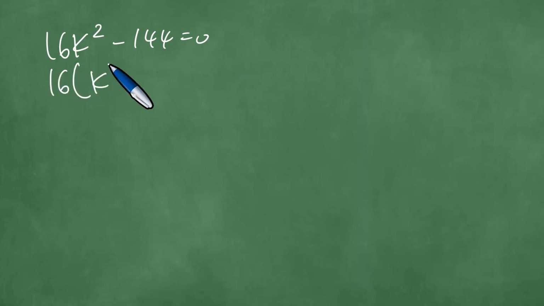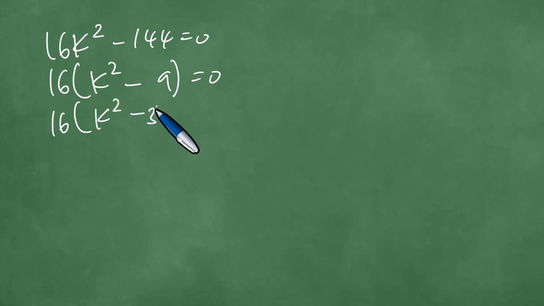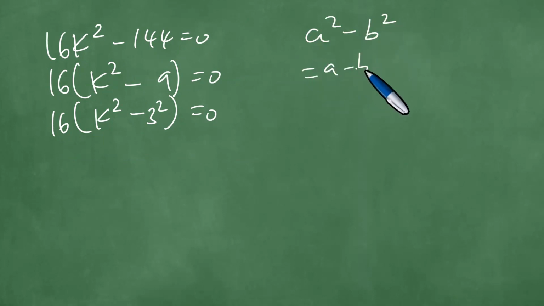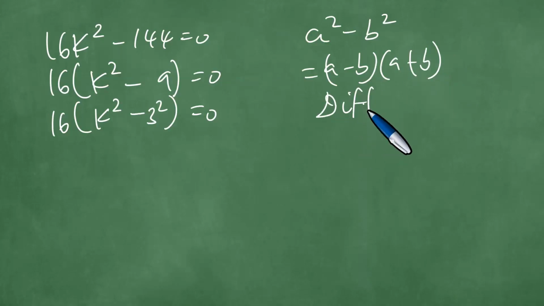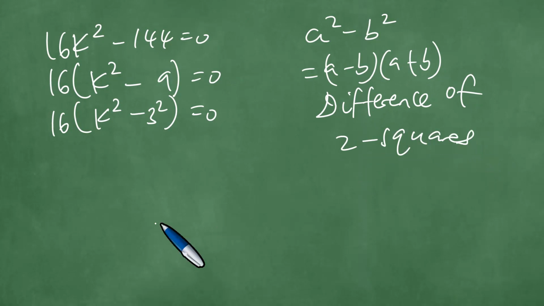If you factor out 16, you have k squared minus 9 equals 0, so this is like k squared minus 3 squared. A squared minus b squared is a minus b into a plus b. And this is called the difference of two squares. So if this is the difference of two squares, what are we then getting here?